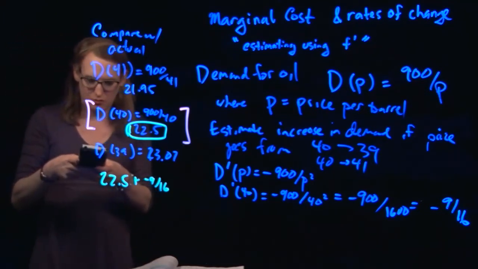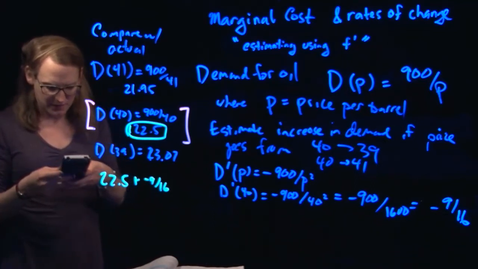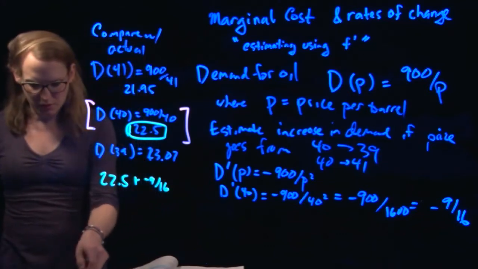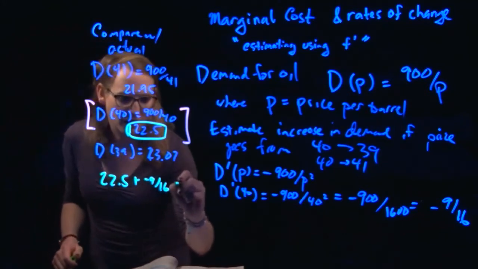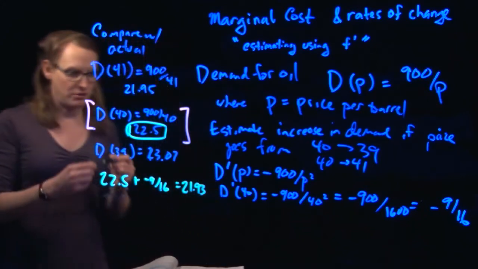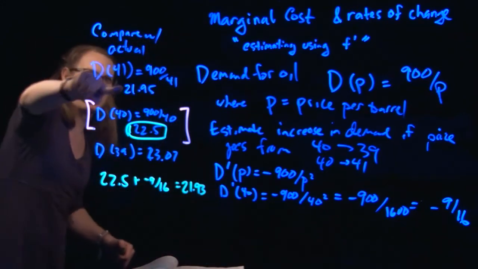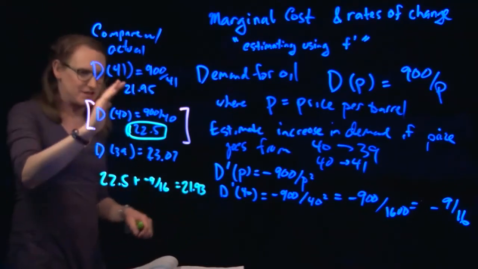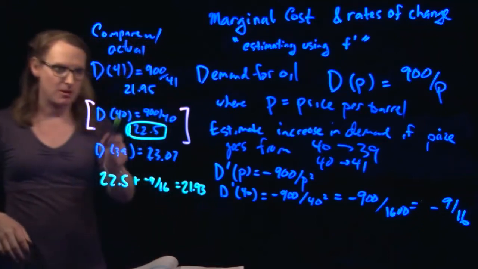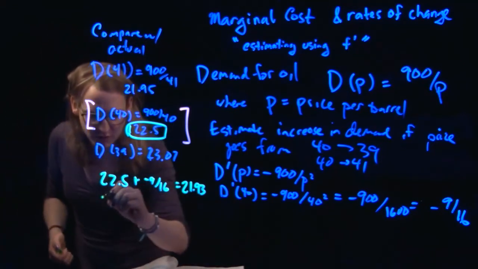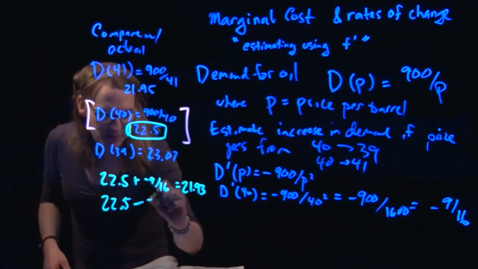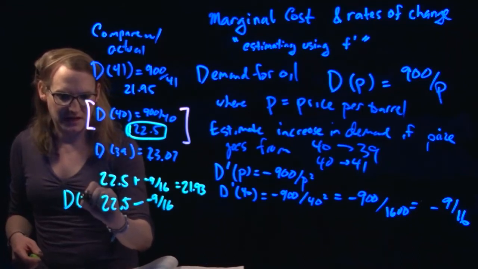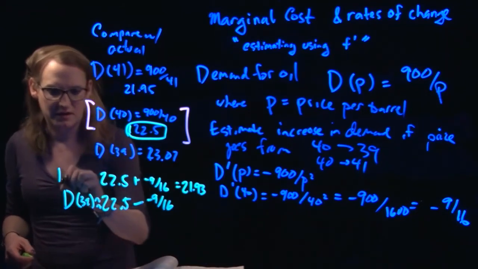So 22.5 plus negative 9 over 16 is 21.93, which is almost 21.95. It was about the same because the estimate is pretty tight as far as that goes. Okay, and if I take 22.5 minus 9 over 16, this should be about D at 39.